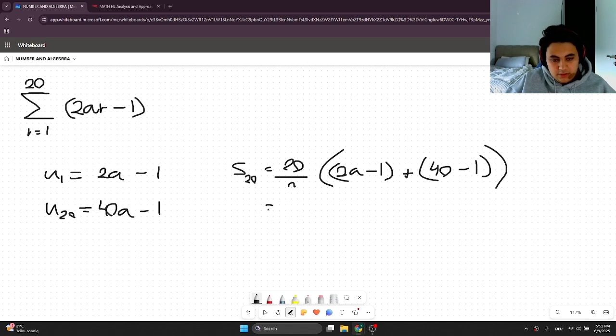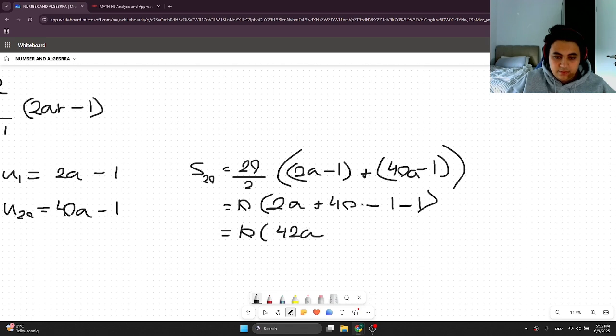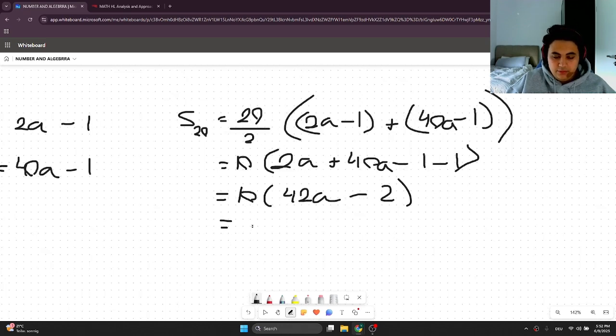Okay? So this is going to simplify to 20 divided by 2. Yeah? So this is going to give me 10. And this is going to multiply 2a minus 1 plus 40a minus 1, close bracket. This is going to equal 10 times 2a plus 40a is 42a, minus 1 minus 1 is negative 2, then multiplied by 10 for both of them. So you have 420a and then negative 20. So 420a minus 20. And that is correct.